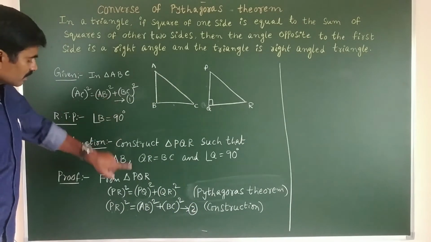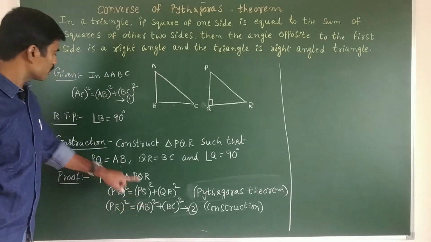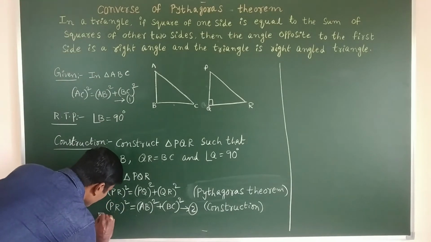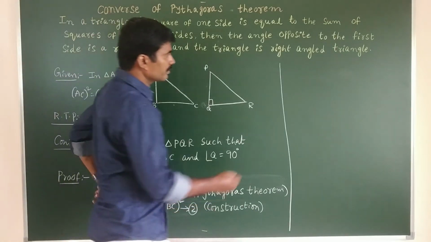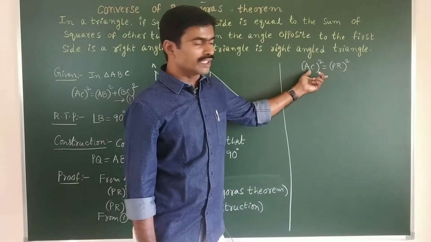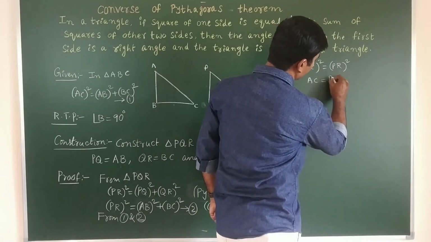From equations 1 and 2, both left hand sides are equal, then automatically right hand sides will be equal. AC whole square is equal to PR square. Apply square root on both sides, we will get AC is equal to PR.